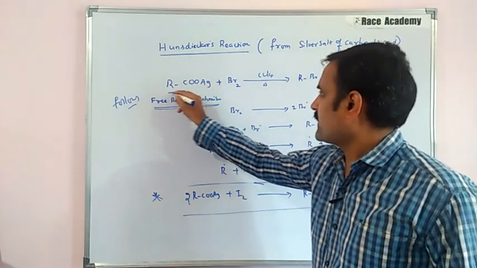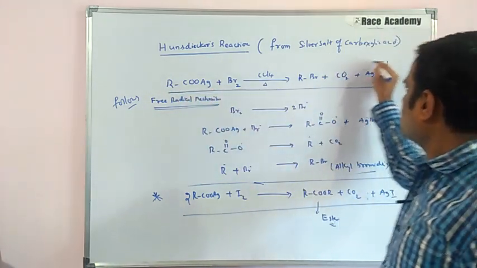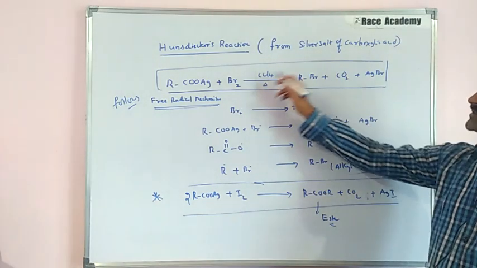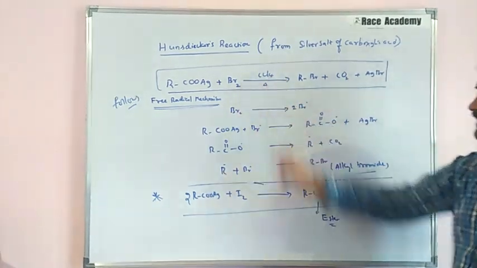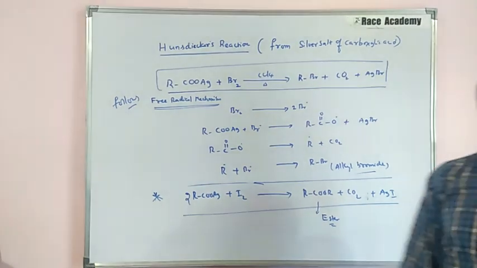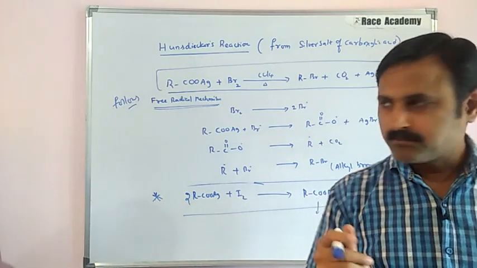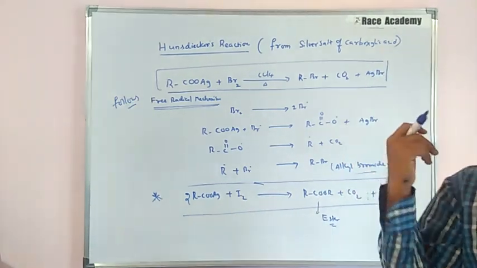Here we have prepared alkyl bromide in the reaction of the silver salt of carboxylic acid with bromine in the presence of carbon tetrachloride. This is the most important named reaction from this chapter also. So do remember it and make a note of it.